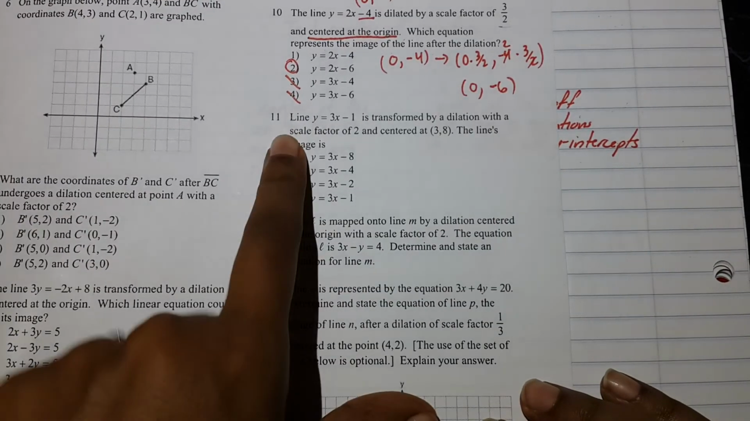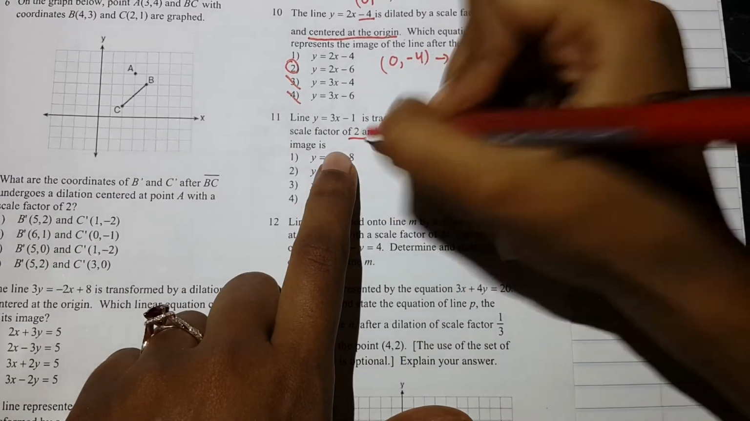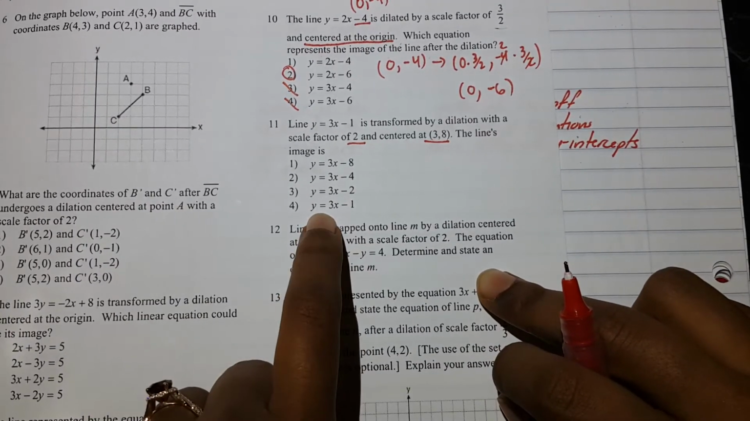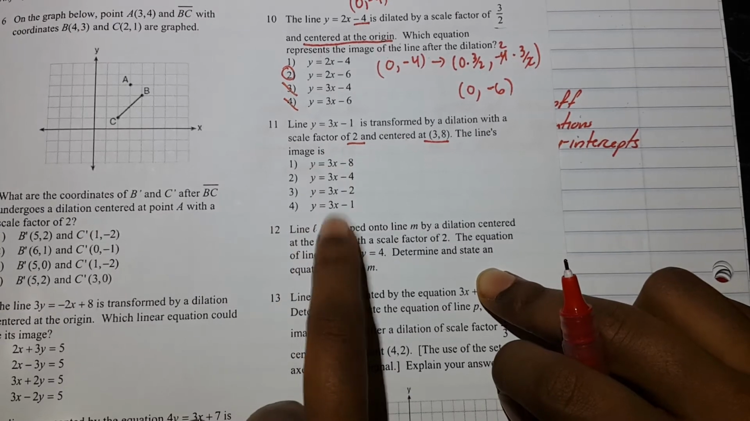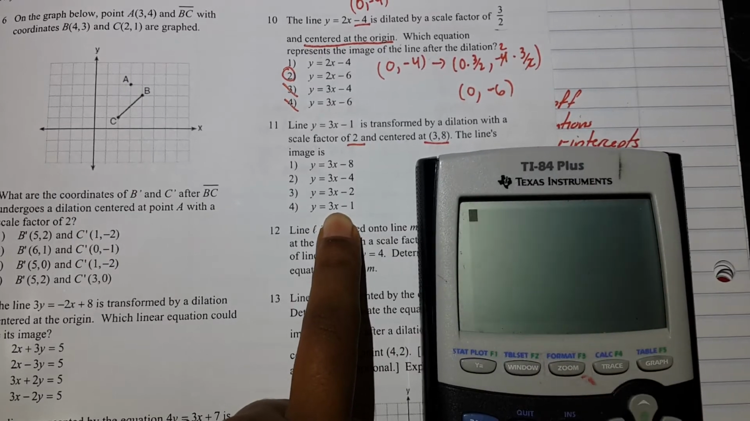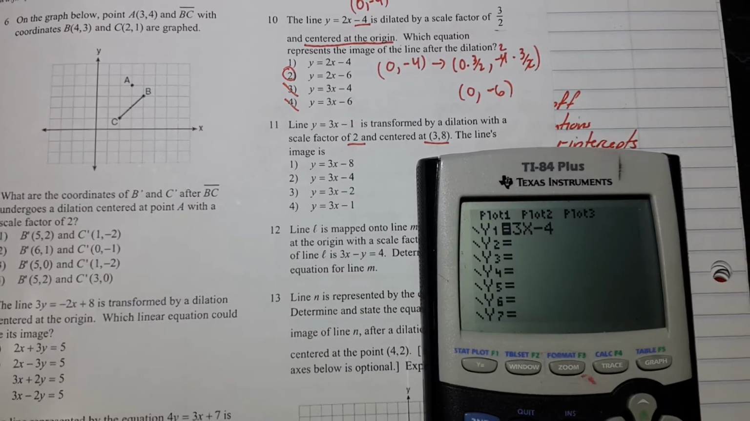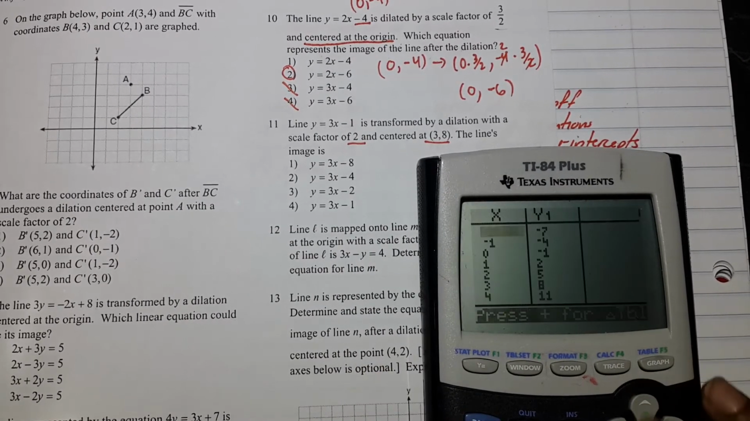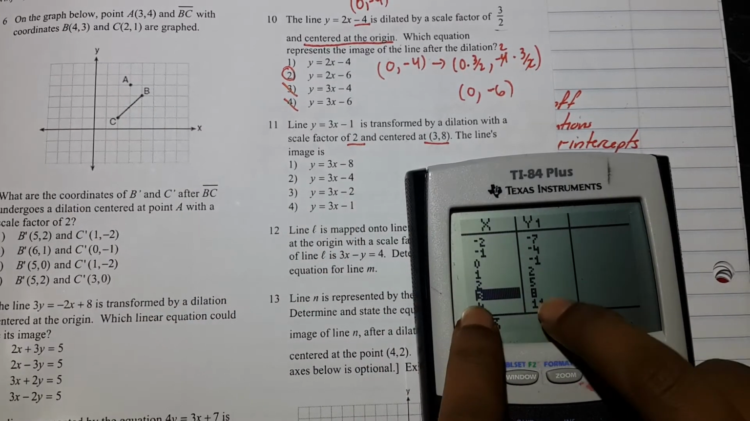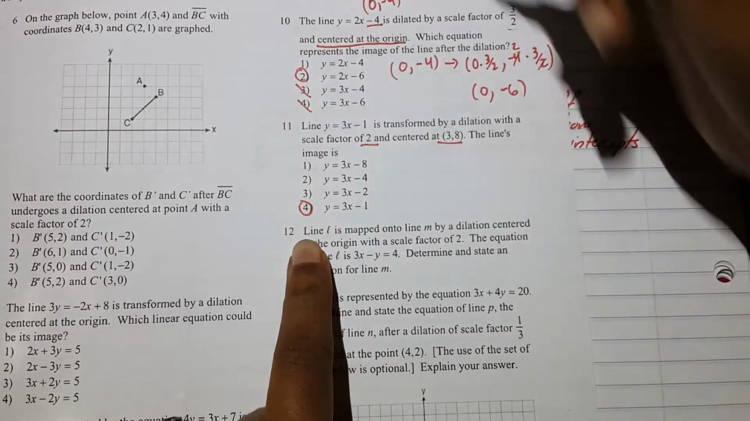Let's look at another problem. Question 11. Line y equals 3x minus 1 is transformed by a dilation with a scale factor of 2 and centered at 3, 8. The line's image is, and you're trying to look for what the equation would be. In this scenario, you see that all the slopes are the same, so unfortunately we can't cross any out. So let's go to the next step, which is to see if the center of dilation lies on the line. Our line is 3x minus 1. We're going to go to the second graph and look for 3, 8. And we see here, we have 3, 8. That means that our y-intercept is going to be exactly the same. So our answer is going to be choice 4.